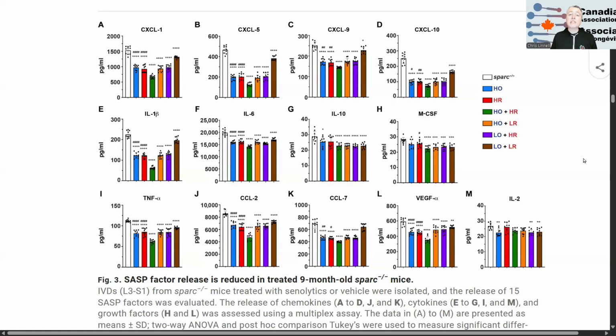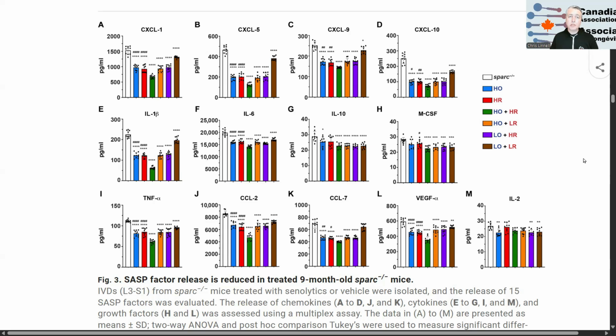Next, they looked at the release of those SASP factors, looking at 13 specific molecules. Now, I won't go into the details of all 13, however, a lot of them are inflammatory molecules, and lower levels are better. In this experiment, there are no wild-type mice as controls, so the results are only compared against the untreated SPARC mice.